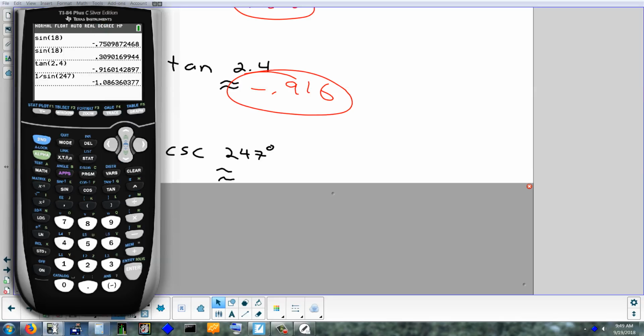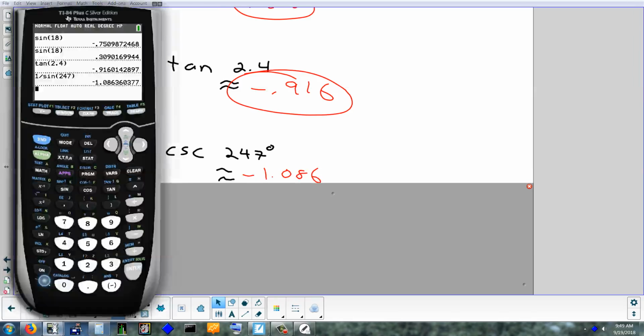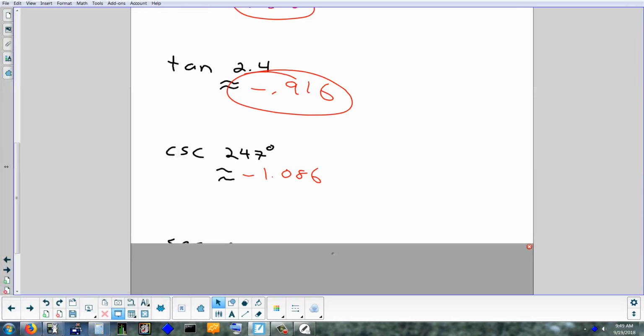So if you got negative 1.086, you did it correct. Why'd you press sin? Because it's cosecant. Because you had to flip the sine. There is no button for CSC on the calculator. You can look for it, you'll never find it. The only way to get cosecant is to flip the sine. Okay. Was it negative 1.086? It was, yep.